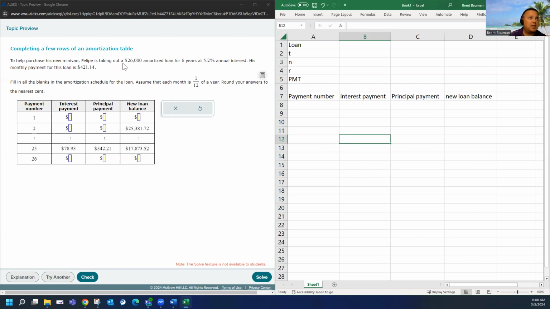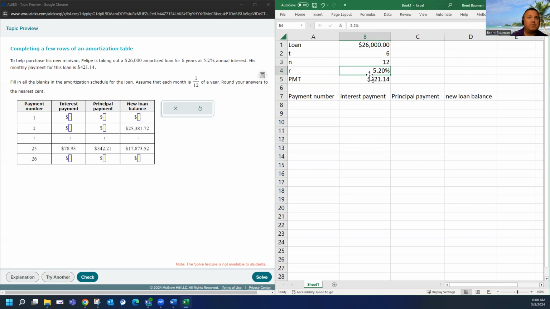Okay, so we're purchasing a minivan. Felipe is taking out $26,000. So that's the loan amount. So let's go ahead and put that into our loan amount. And it's for 6 years. So we have 6 years. And the monthly payments tell me the N is 12 and the rate is 5.2%. And our payment is $421.14.